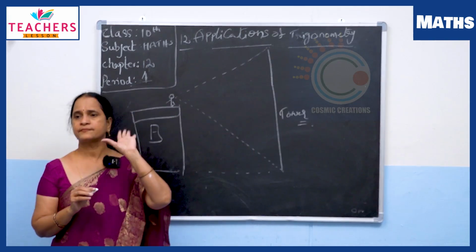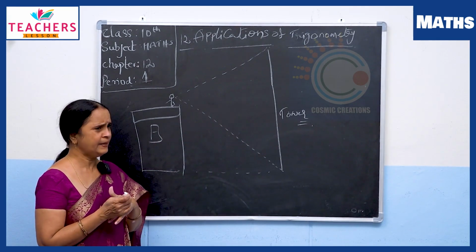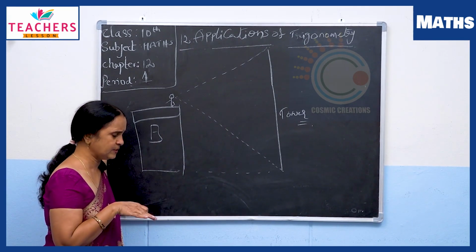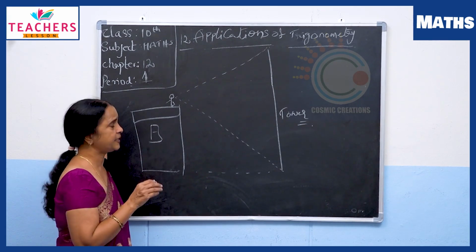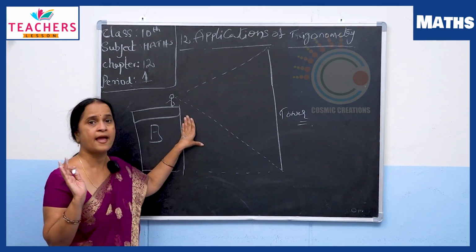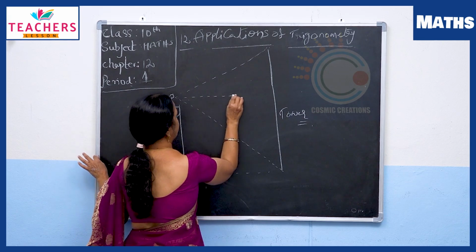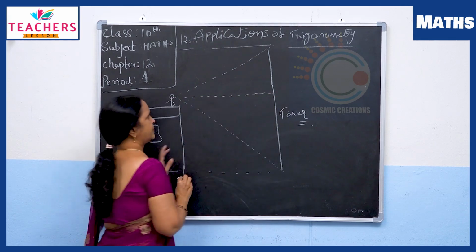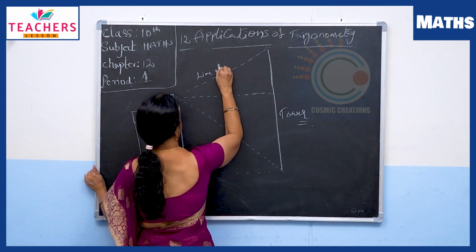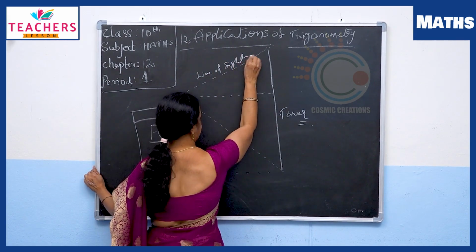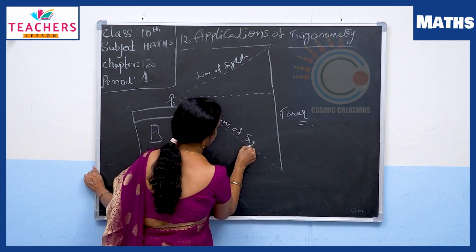Angle of elevation. Here, angle of depression. When you look downside, the line of sight makes an angle at that time, which is called the angle of depression. Here, what is this? Horizontal line. Line of sight. This one is also a line of sight.